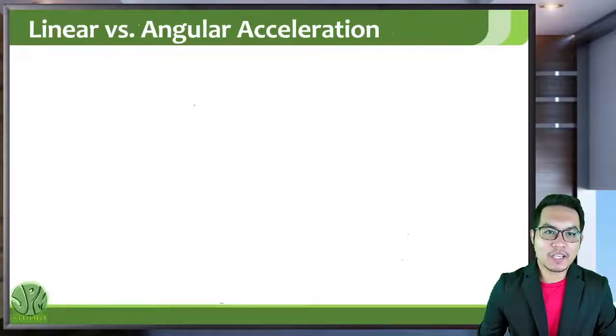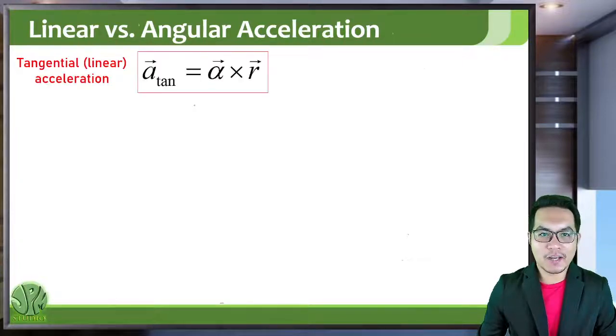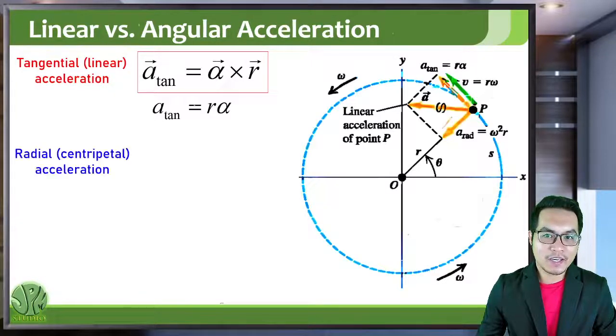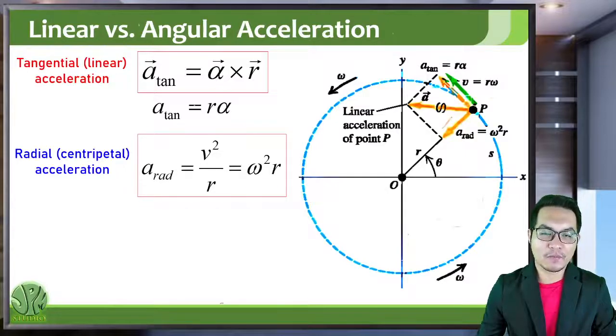So how about linear acceleration a and angular acceleration alpha? You guessed right, it's just alpha cross r. The tangential acceleration is alpha cross r. So the magnitude of this again is r times alpha, or alpha times r. But when you discuss uniform circular motion, there is actually another acceleration. That acceleration is what we call radial or centripetal acceleration, v squared over r, or omega squared r.